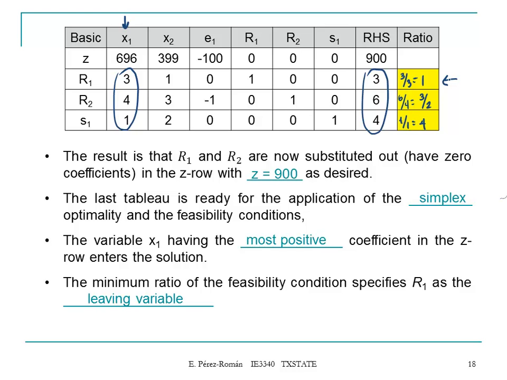Okay, so what's next? What do we do next? It's something you already know. We need to pivot this number. So we need to make that one 1, and the other coefficients in this column 0. So this should become 0, this one 0, and this one 0.